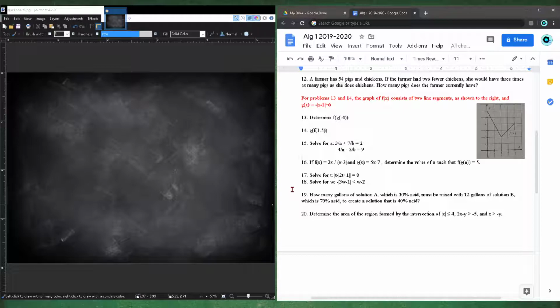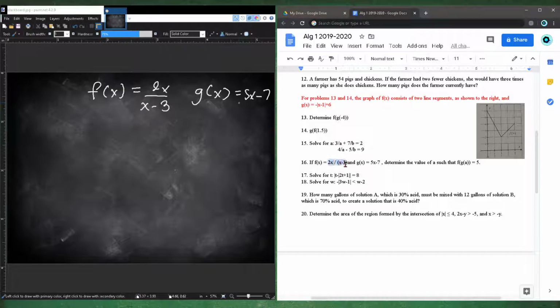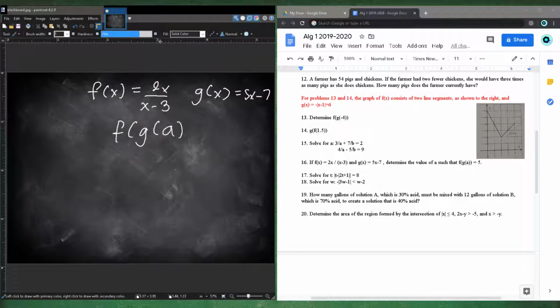Number 16, if f of x is equal to 2x over x minus 3, right? And g of x is equal to 5x minus 7. So just in case you never took the CCML, they're not going to write equations like this. The reason I wrote it like this is because Google Docs doesn't really know how to do it, or not that I know of. So I just wrote it like this, and I don't actually have the contest, so I wrote this out on a Google Doc. Determine the value of a such that f of g of a is equal to 5.